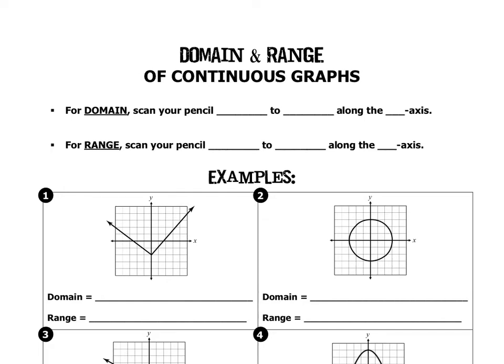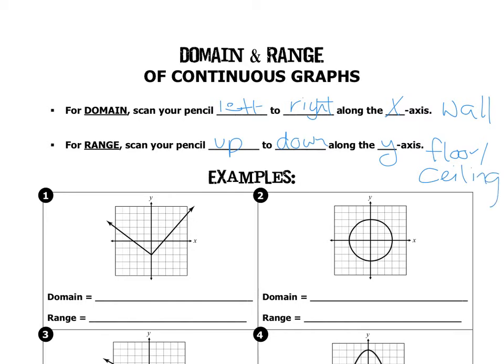Okay, so we are going to talk about domain and range for continuous graphs, not just points on a graph. For domain, you're going to scan your pencil from left to right along the x-axis. For range, you're going to scan your pencil up to down along the y-axis. So really what we're going to look for is we're going to be building walls left and right for domain, and we're going to be building floors and ceilings for our range.